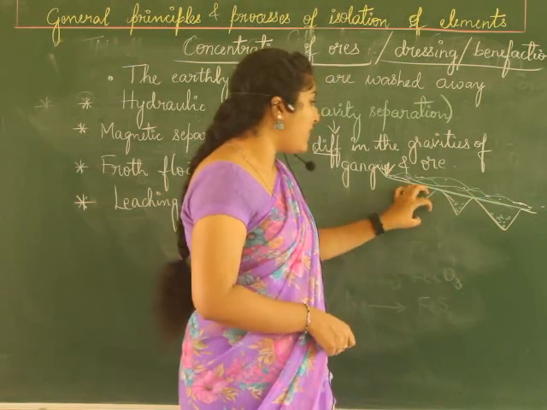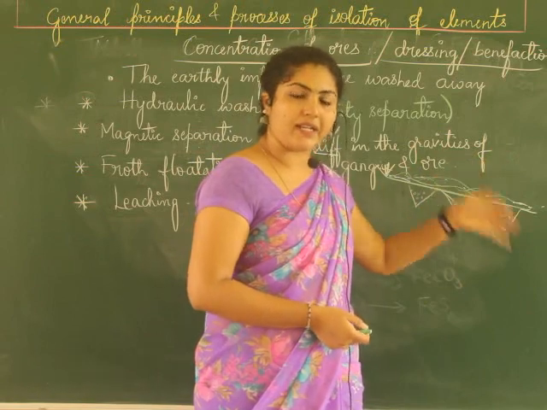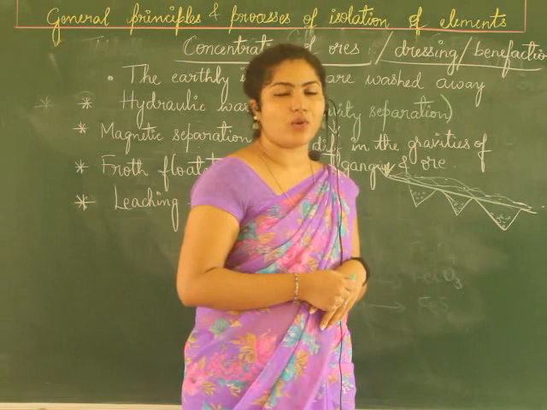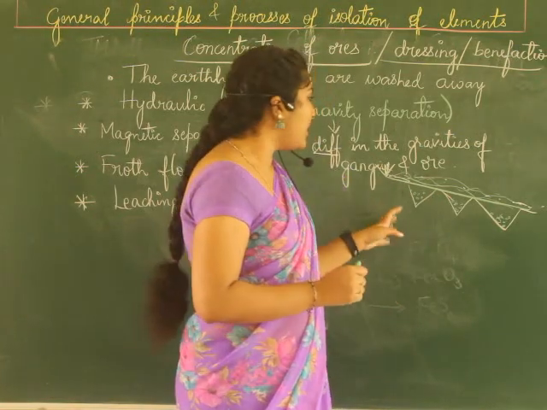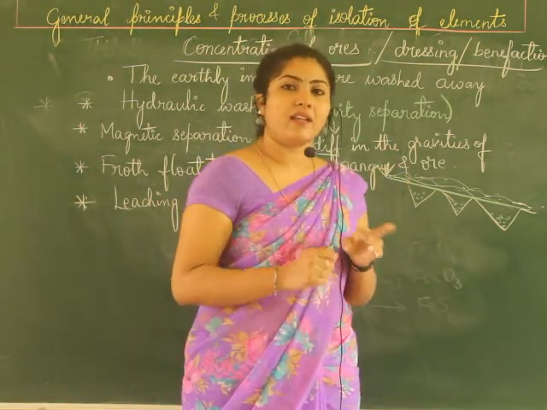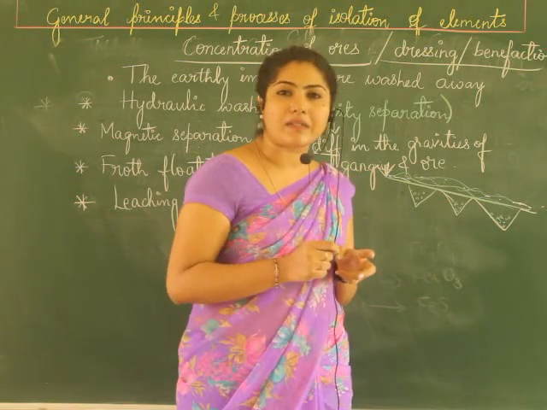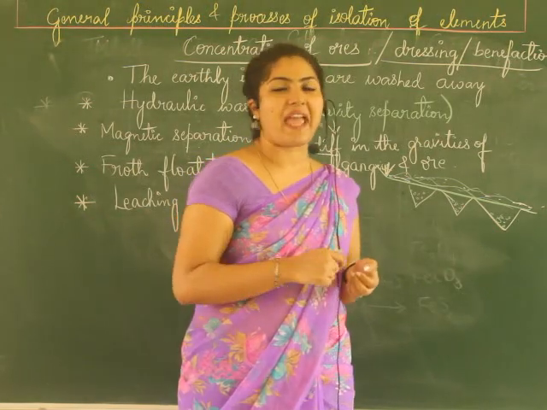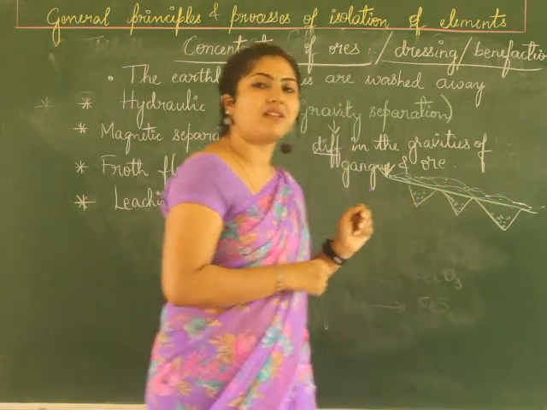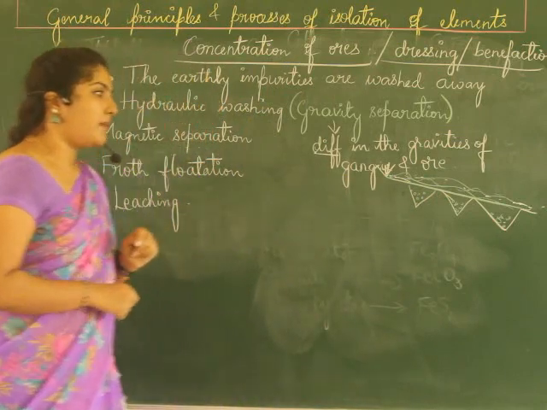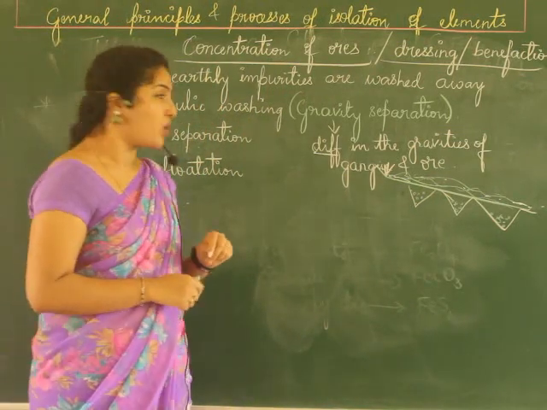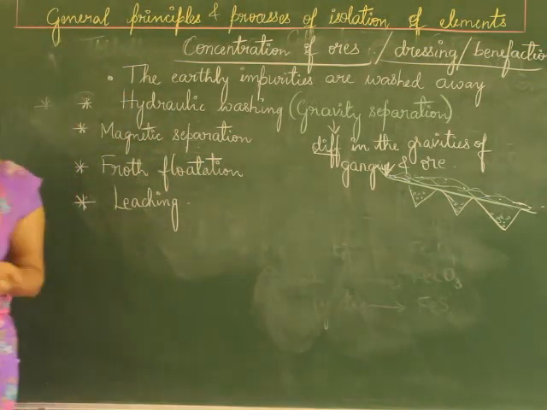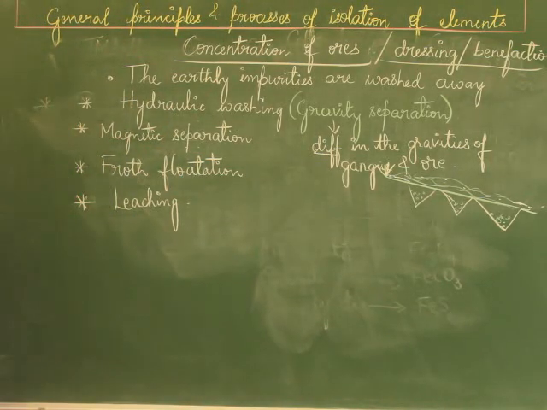Later, from here the ore particles can be separated and can be dried. Now that will be called concentrated ore. Is it clear now? So here you can see the main principle is the gangue particles must be lighter and the ore particles must be heavier. In such a case we can subject the ore to this particular method called hydraulic washing. The next very important and interesting method is called the magnetic separation method.